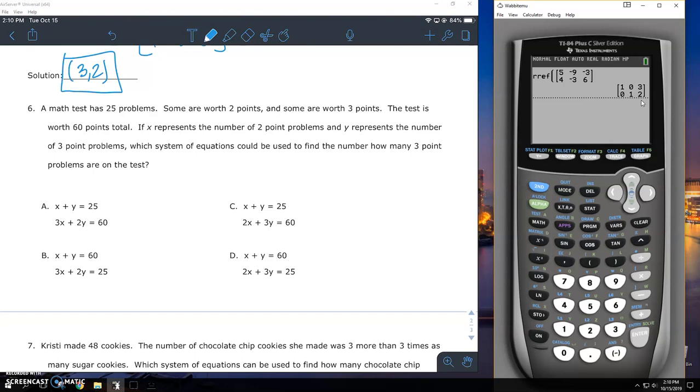So the first thing that I know is there's a total of 25 problems. So off the back, I know that the 2-point problems plus the 3-point problems equal the total number of questions. So I can automatically cross out the ones that say x plus y equals 60.